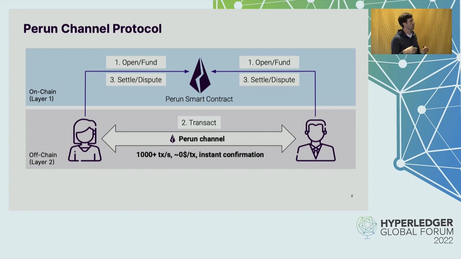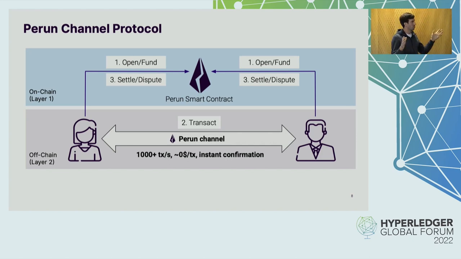So in that case, we run into a dispute, and now we have to decide which is the most recent state that was agreed upon. And basically, this is a challenge response protocol with some timeout logic, and the smart contract supports this. And as long as the parties are online, that's a necessary requirement, they will basically be able to register the most recent state that everybody has agreed on, and the channel will then be settled.